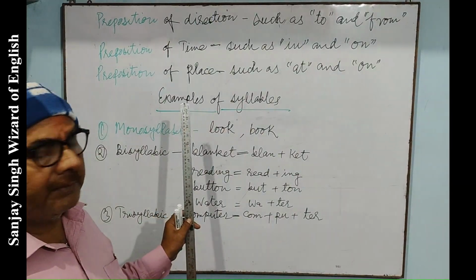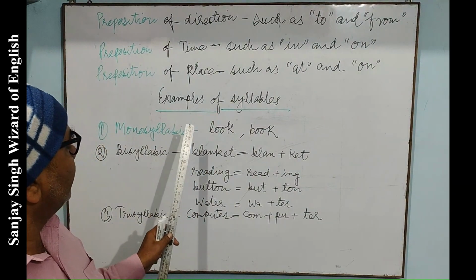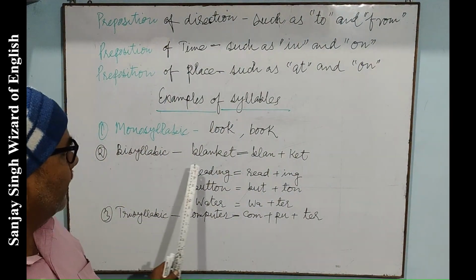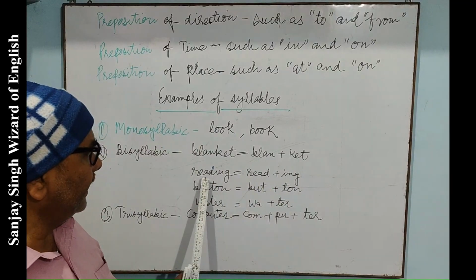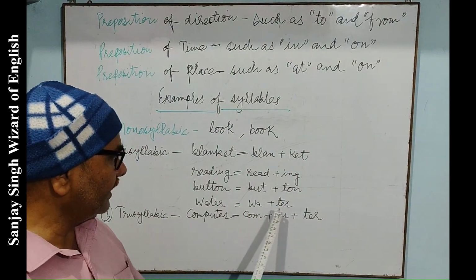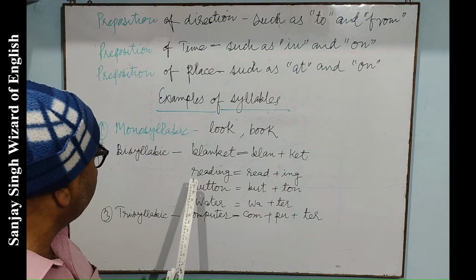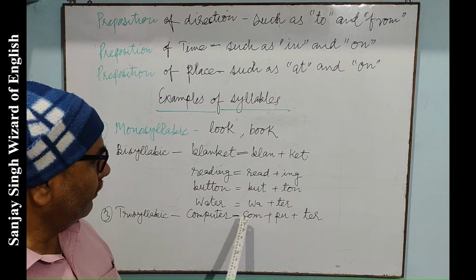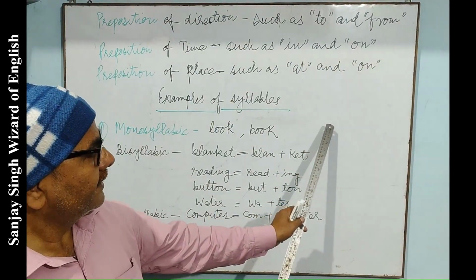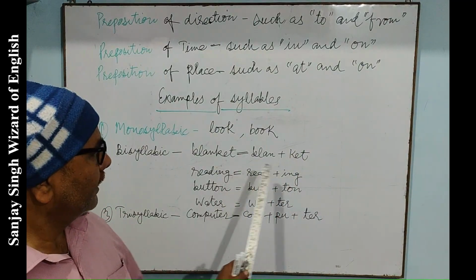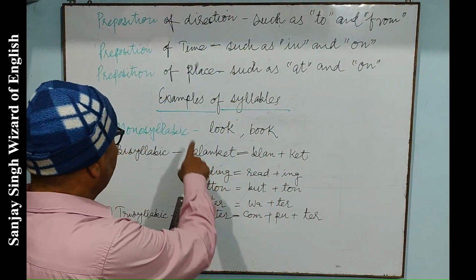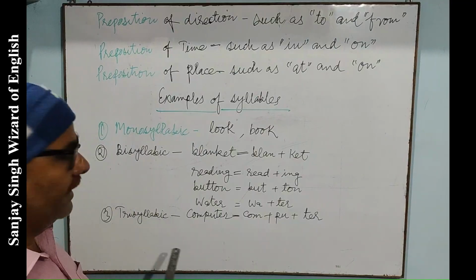Now somewhere in the beginning I said I will describe the syllables. So here I have written monosyllabic, look and book. Bisyllabic, blanket like blank plus it, reading, read plus ing, button, but plus ton, water, wa plus ter. So these are bisyllabic. Trisyllabic is computer. For example, in Hindi, Ram, Sita. Here, Hare Ram, Radha Krishna. Radha Krishna, 2 syllables. Ram, 1 syllable. So this way you can understand the monosyllabic and bisyllabic.